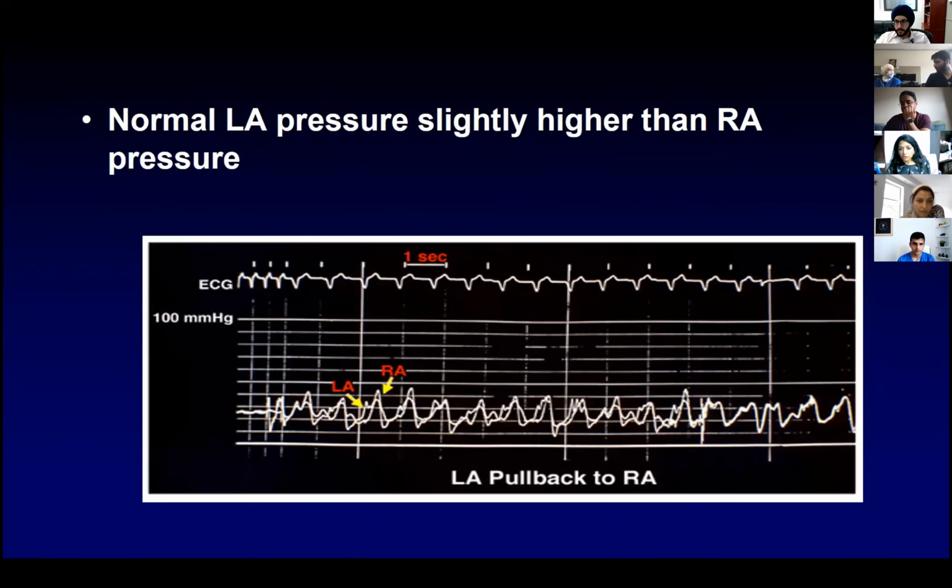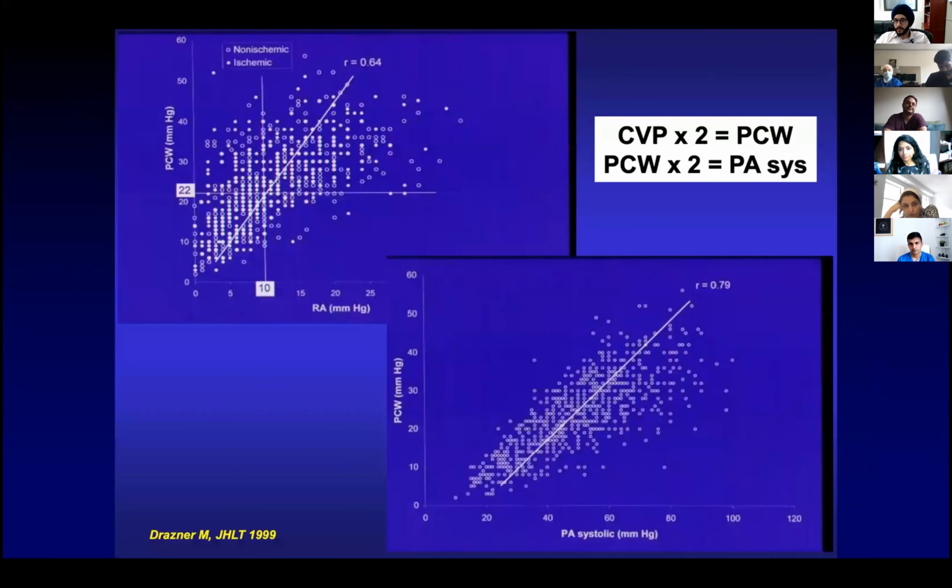Normally, the LA pressure is also slightly higher than the RA pressure, but if you have significant RV failure or pulmonary hypertension, in those conditions the RA pressure can be greater than the wedge pressure. And it's been shown that the wedge pressure is generally twice the CVP. So you can see a very good relationship most of the time.